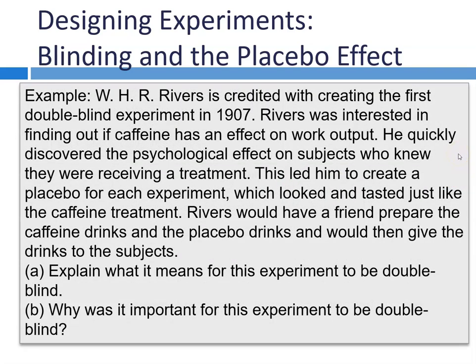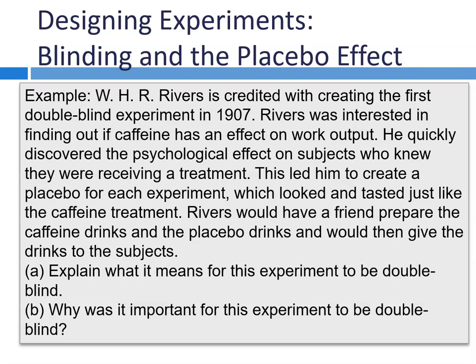Here's another example. W.H.R. Rivers is credited with creating the first double-blind experiment in 1907, just a little over 100 years ago. Rivers was interested in finding out if caffeine has an effect on work output. He quickly discovered the psychological effect on subjects who knew they were receiving a treatment. This led him to create a placebo for each experiment, which looked and tasted just like the caffeine treatment. Rivers would have a friend prepare the caffeine drinks and the placebo drinks and would then give the drinks to the subjects.